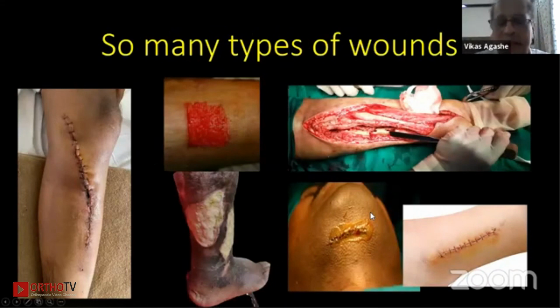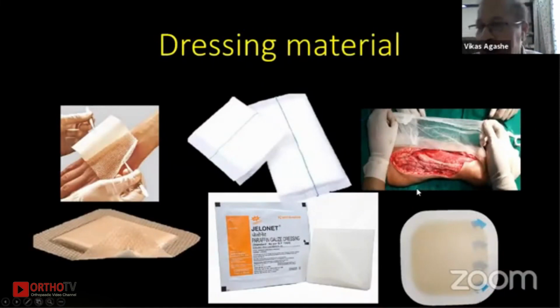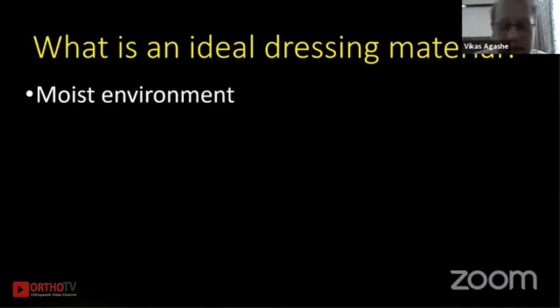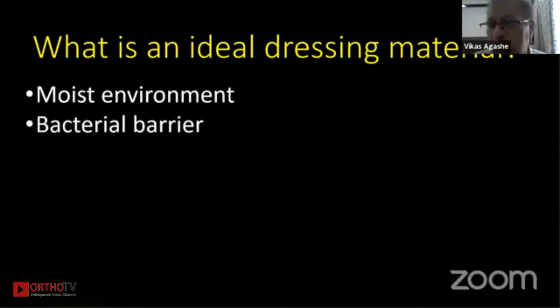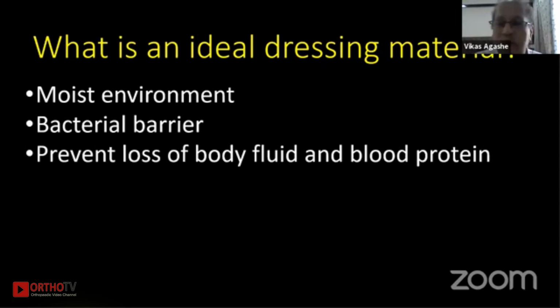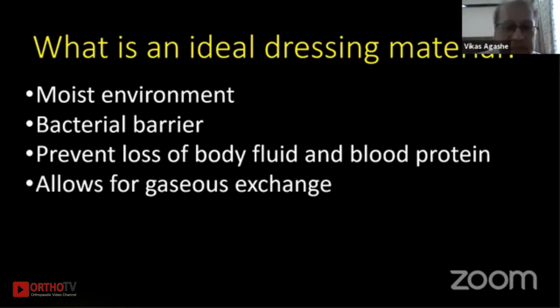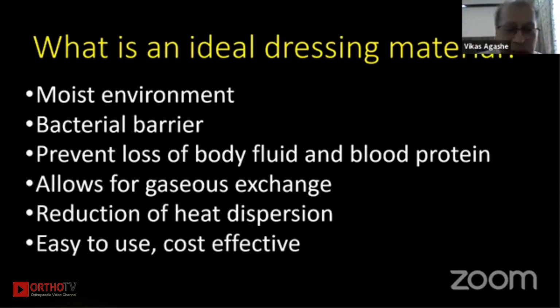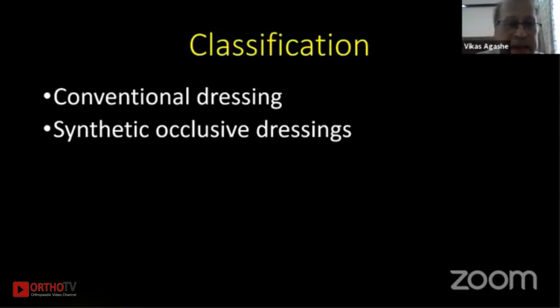There are so many different wounds in orthopedics, and there are so many dressing materials. And we honestly often get confused as to when do we use what. So what is an ideal dressing material? It is said that the environment should be moist. Obviously, there should be a bacterial barrier. It should prevent loss of body fluids and body proteins, allow gaseous exchange, reduce heat dispersion, and of course, be easy to use and cost effective. These are always the ideal things.